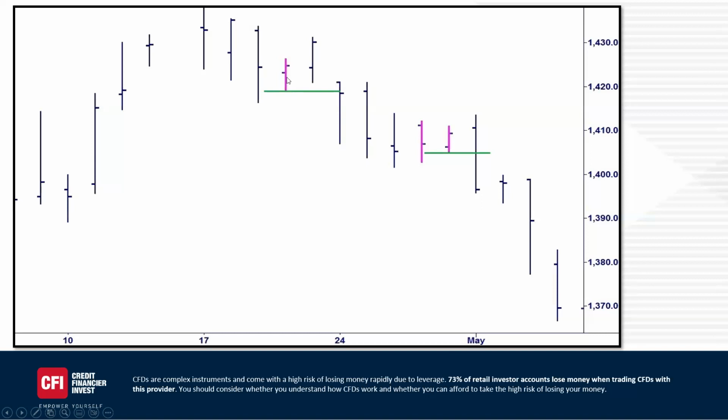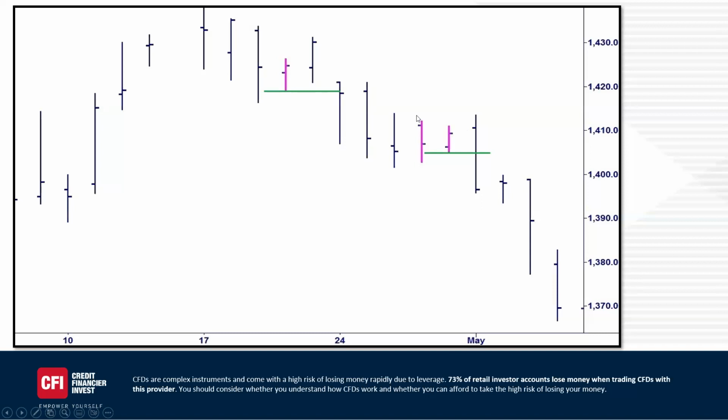So there's the inside bar. The buyers come in. They're looking good on the close. But on the next day, the market gaps down, and then the market starts to break through the support level here. And that triggers the start of this bear market. So there is a trading opportunity there as well.